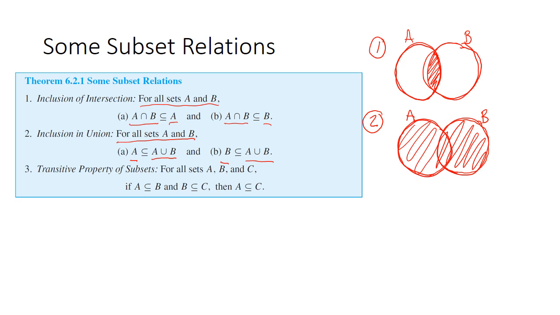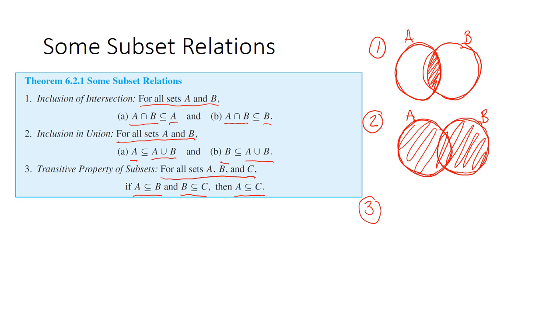Okay, and let's look finally at the last one here. So for all sets A, B, and C, if A is a subset of B and B is a subset of C, then A is a subset of C. So this is another one that should make some kind of intuitive sense to you. So let's try drawing a picture of it.